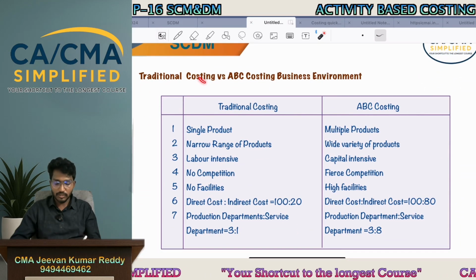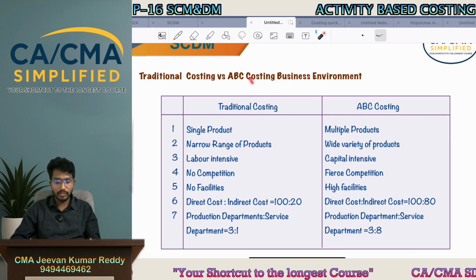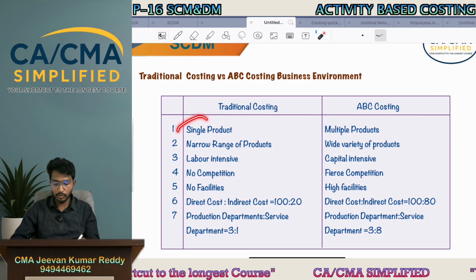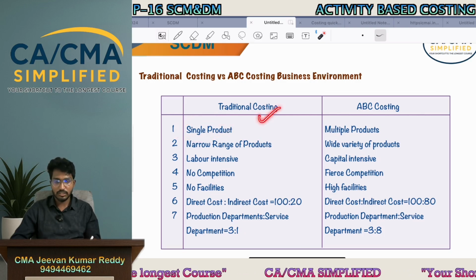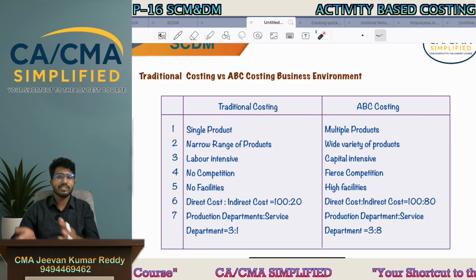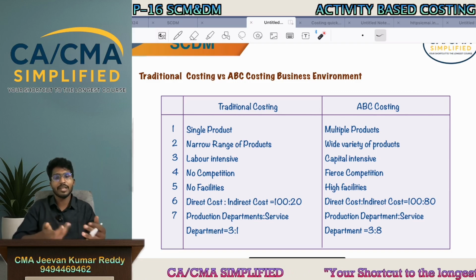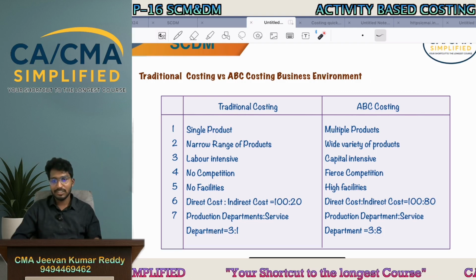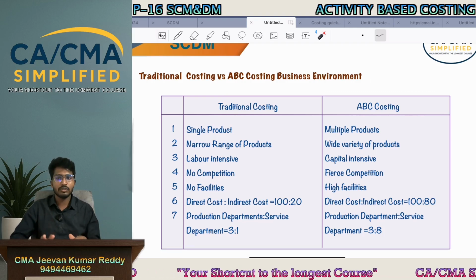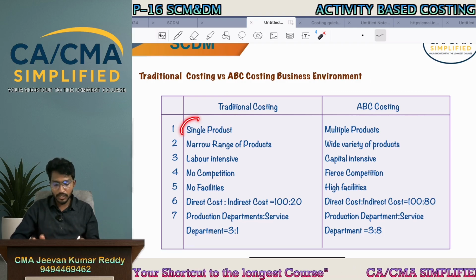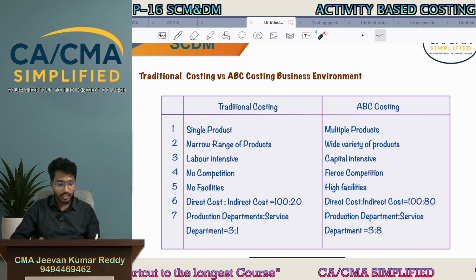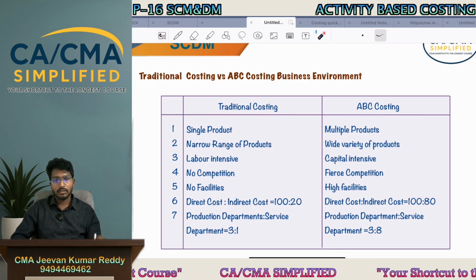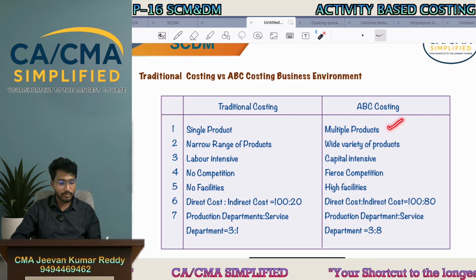Where do we use the traditional costing system and where do we use the activity based costing system? Whenever there is a single product, we use the traditional costing system because the entire cost we incur is for that single product only. There is no need to use ABC costing. There is no need to trace out the accurate cost. Whatever amount of cost you invested is for this single product only. Next, whenever multiple products exist in the company or business, we use activity based costing.